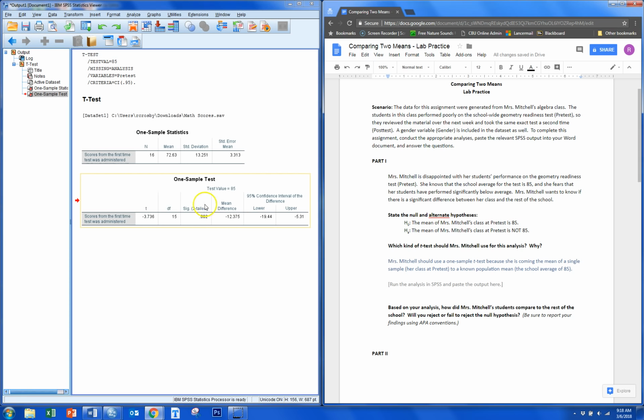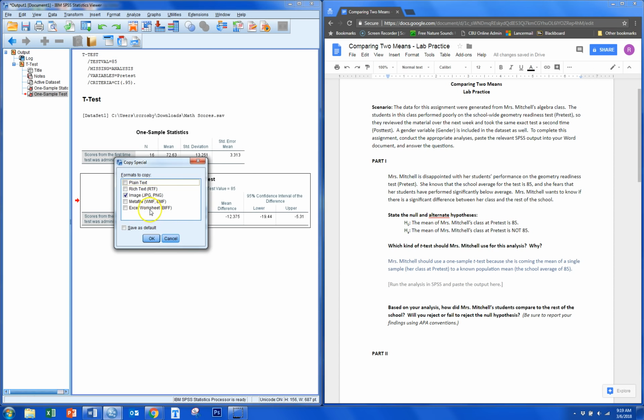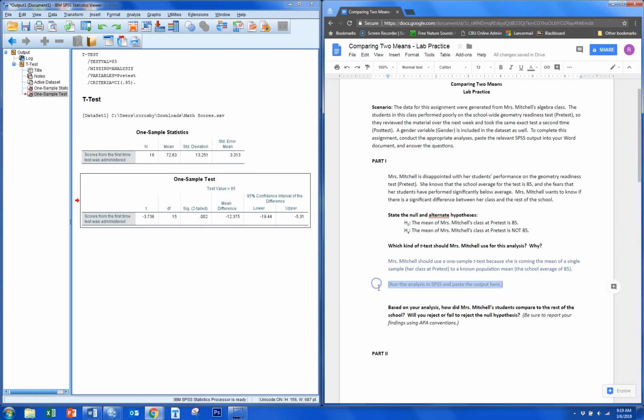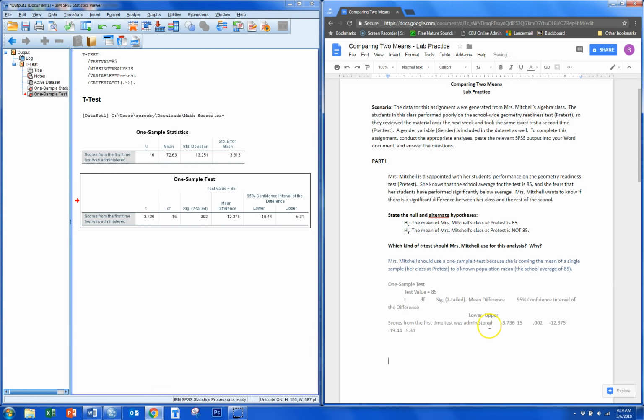So what we're going to do is copy this output over into our document. Right now I have this open in Google Docs. It's a little tough to copy and paste directly into Google Docs. You can bring it over as text if you want to. The problem with that is it's a little hard to read.